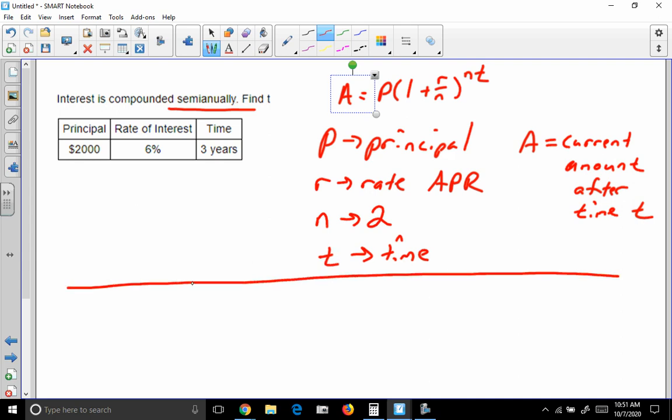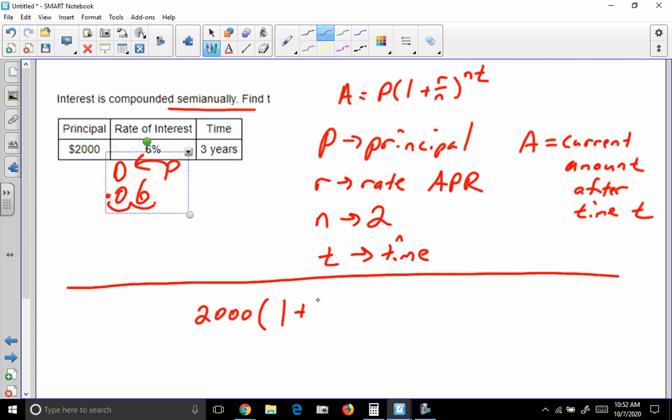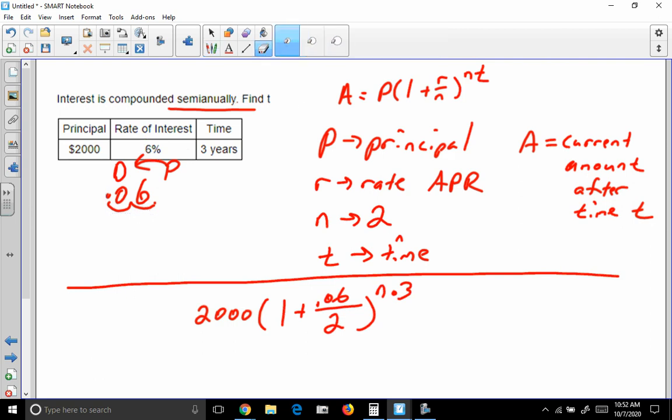So for ours, our principal is 2,000. 1 plus R is 6%, which is 6% as a decimal. If we go from percent to decimal, we move our decimal 2 places to the left. So 1 plus 0.06. N is 2, so 2 on bottom. N times T is 3 years, so 3. And then instead of N, we know N is 2.